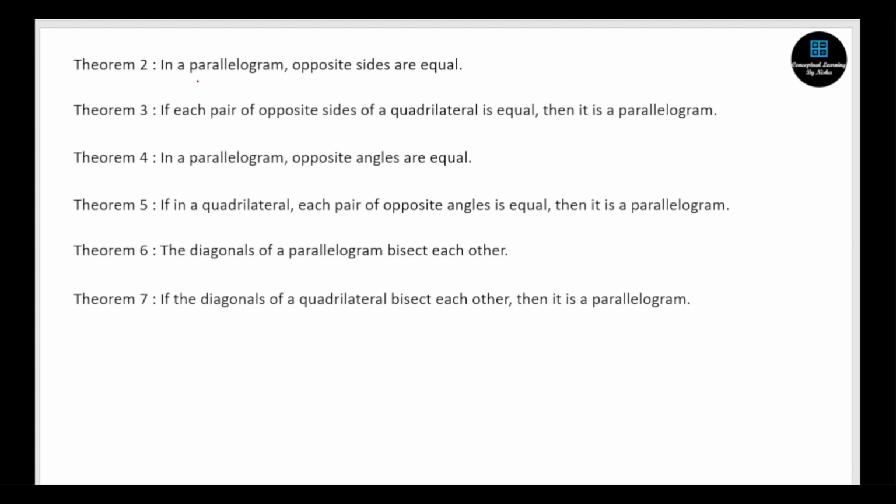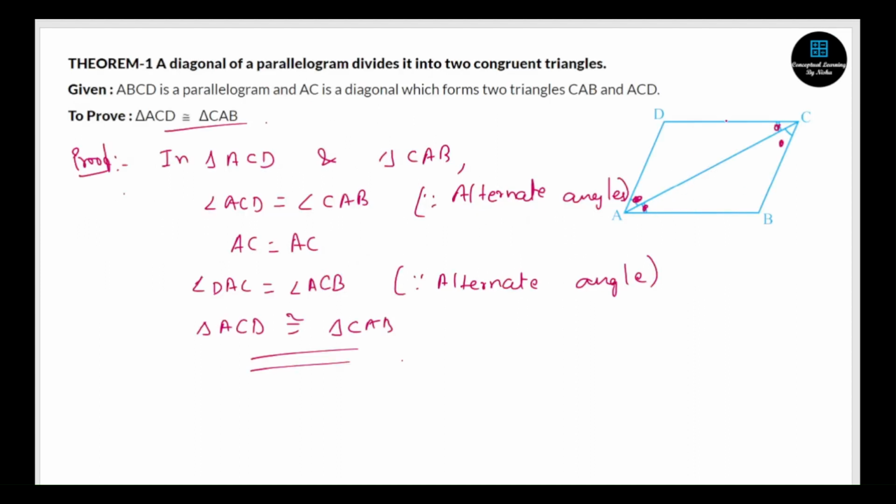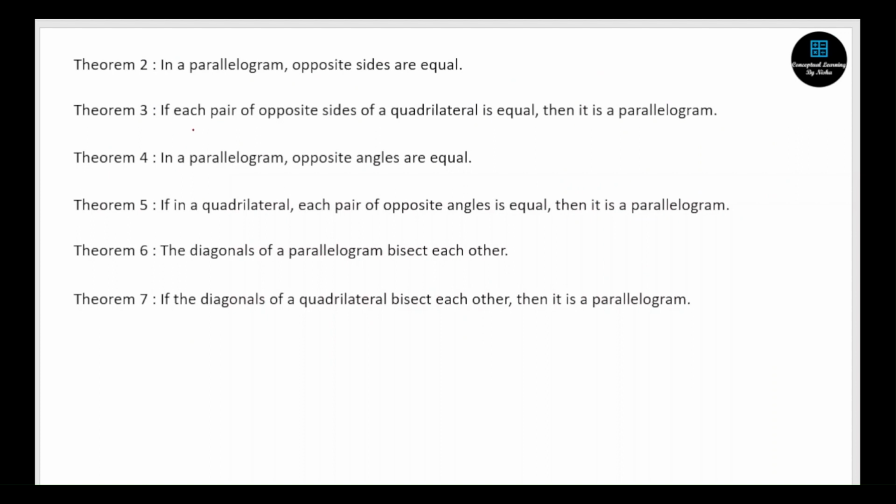Okay, so first is what? In a parallelogram opposite sides are equal. Now here from CPCT I can prove that, correct? AB is equal to CD and BC equals AD. So hence it is proved. Now converse of that, if each pair of opposite sides of a quadrilateral is equal, then it is a parallelogram. Alright. See, proofs are not that important, but these results are very important, that we are going to use them to solve the questions.